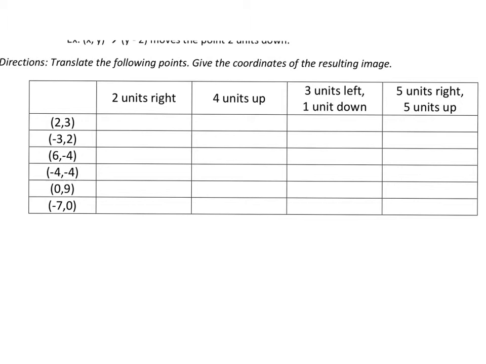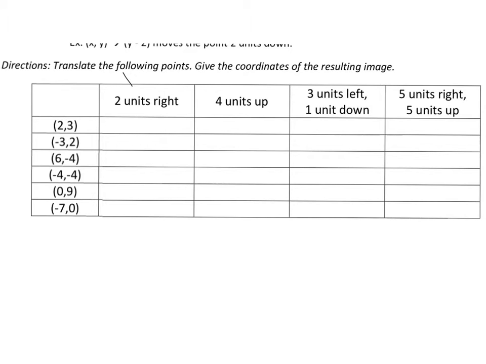Alright guys, I'm going to run through this homework assignment, the 2.4 rotations, and I'm going to do it systematically. So if we take anything and we move it 2 units to the right, that means for our x value, we're going to add 2. So for our x value, that would be 4, 3, that would be negative 1, 2, that would be 8, negative 4, that would be negative 1, negative 4, that would be 2, 9, and that would be negative 5, 0. So we moved it 2 units to the right.